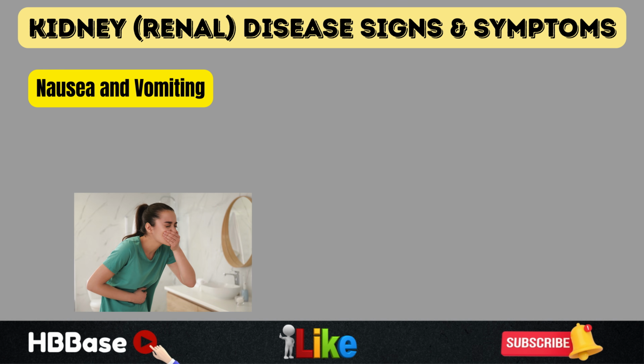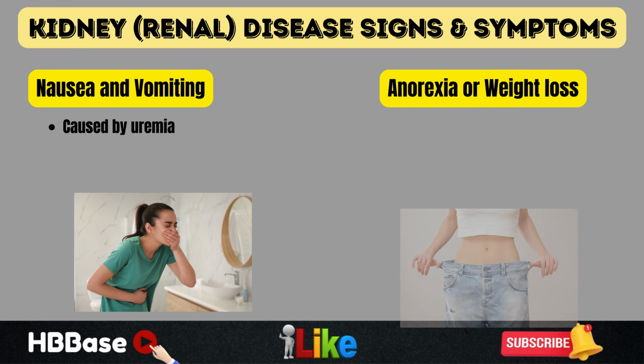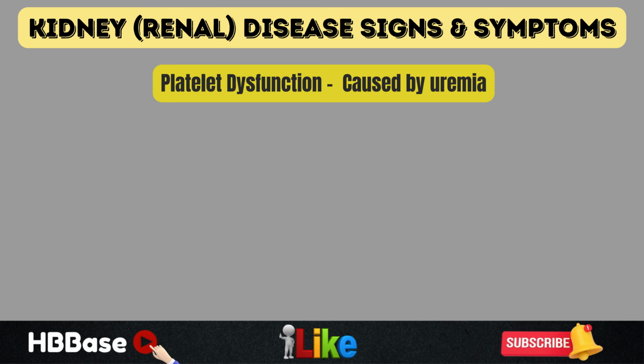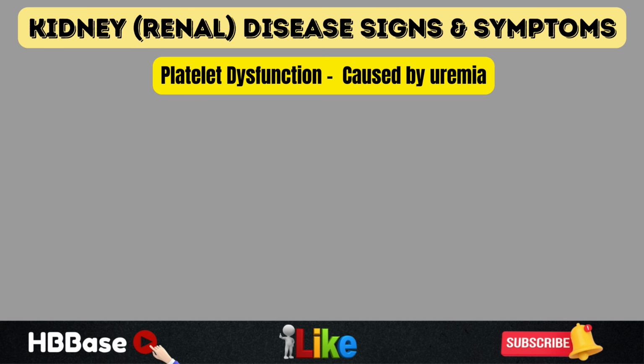And uremia can cause some other signs and symptoms as well, including nausea and vomiting. Patients who are in an advanced stage of kidney disease are oftentimes very nauseous and don't feel very well. This is again caused by uremia, and this can lead to anorexia or weight loss, so patients can become very thin, ultimately caused by this nausea and vomiting, so they have a very low or decreased appetite. And then another important point to note is platelet dysfunction, and again this is due to uremia.